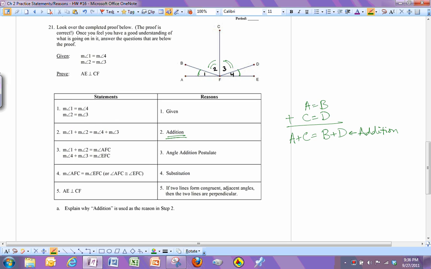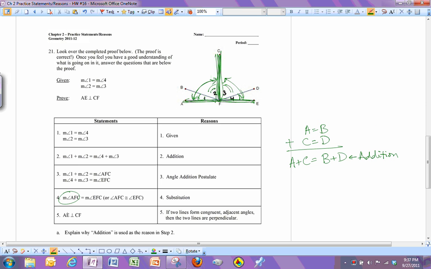Now we've got 1 plus 2. These two angles put together form AFC. And 4 and 3 put together give us EFC. The student or whoever wrote this says it's true because of the angle addition postulate. Well, okay, the angle addition postulate says two angles next to each other add together to get the big angle. That's perfect.